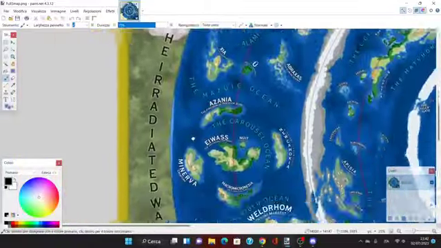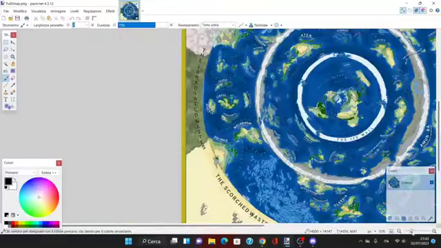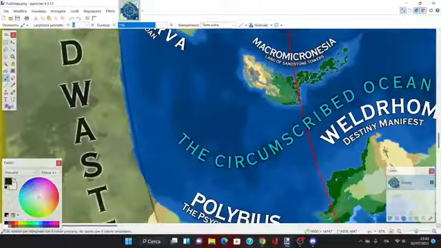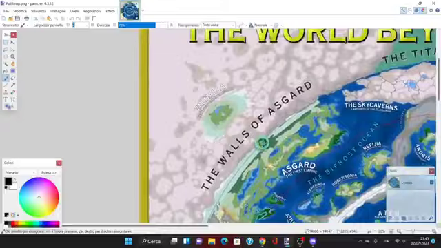Then the irradiated wastes, even nuclear radiation. Well, probably not nuclear since it's not natural, but something like that probably. And then once again the walls of Asgard.